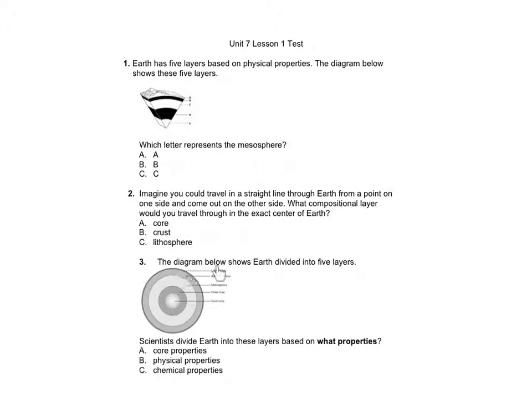Number 3. The diagram below shows the Earth divided into 5 layers. Scientists divide the Earth into these layers based on what properties? A, core properties, B, physical properties, C, chemical properties.